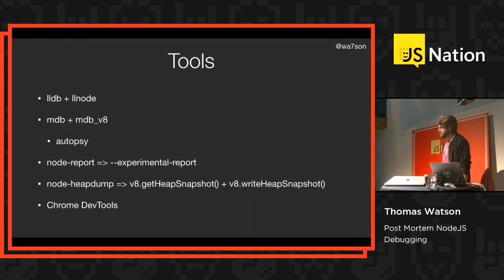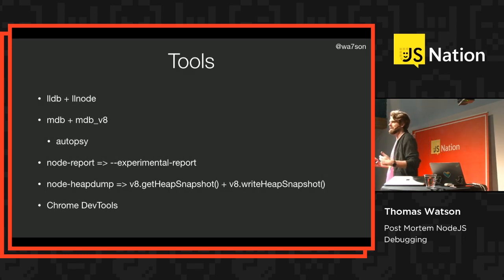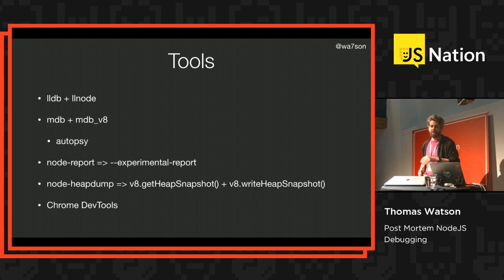Some of these tools are, for example, LLDB and llnode that we'll talk about today. There's also MDB, which people used to use before. LLDB became the tool to use in Node for post-mortem debugging. We'll get into that. There's a lot of other things. Chrome DevTools, you probably already know about that. You can maybe load a heap dump into Chrome DevTools, or you can connect Chrome DevTools directly as a remote debugger to a running application. You don't want to do that in production, though.